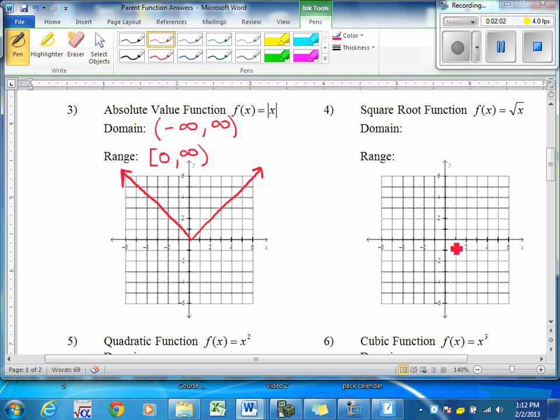Square root function. I can't put a negative in there, so my square root function looks like this. A couple key points here. It's going to go through the point 4, 2. It's going to go through the point 1, 1. So my domain is I can only take the square root of positive, so it's from 0 to infinity. And I can take the square root of infinity, I can take the square root of 0. It's 0. And my range is also only positive numbers.